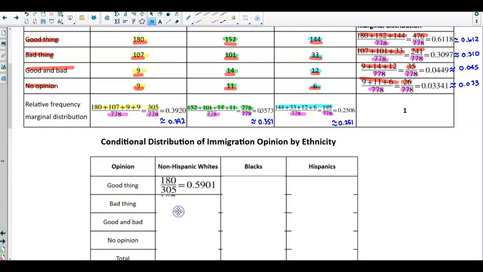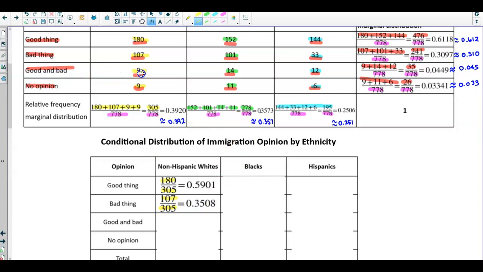So we're going to take 180, which represents the amount there. We're going to divide it by the total number of non-Hispanic whites to give us 0.5901. Next, we're going to take the number for bad thing, which is 107, and divide it by the total in the column of non-Hispanic whites, which again is 305, which gives us 0.3508.